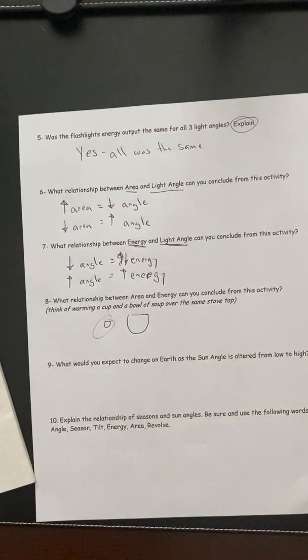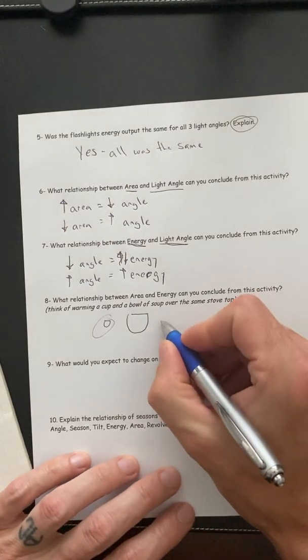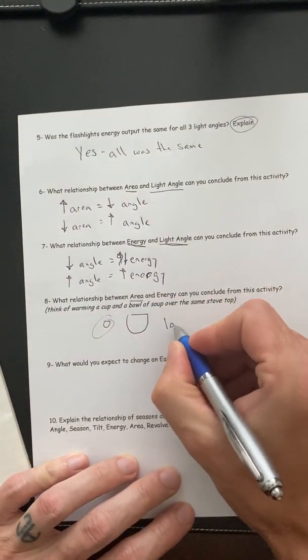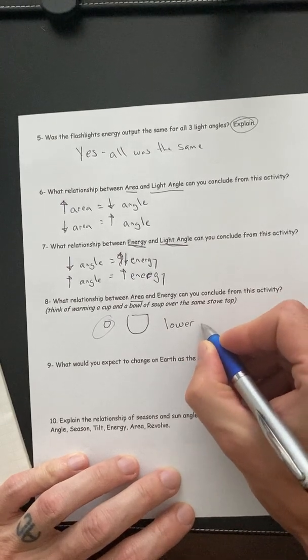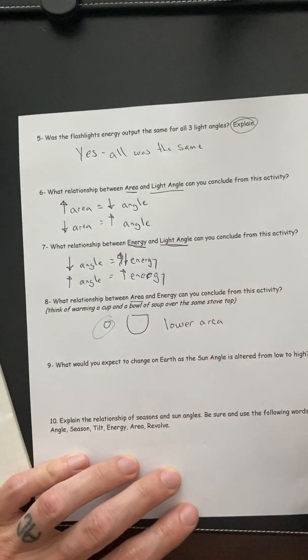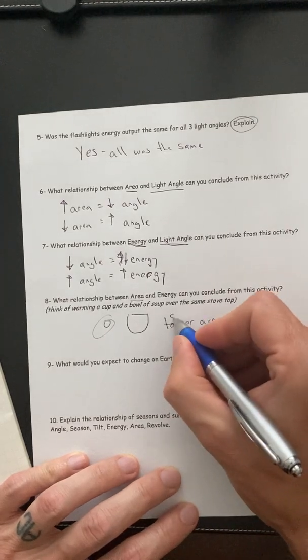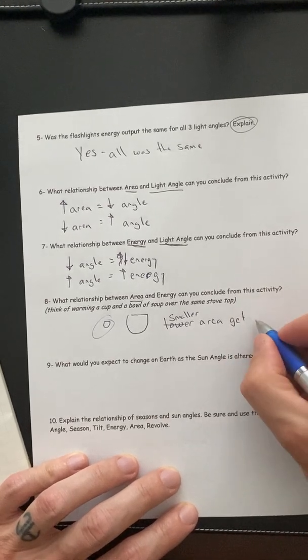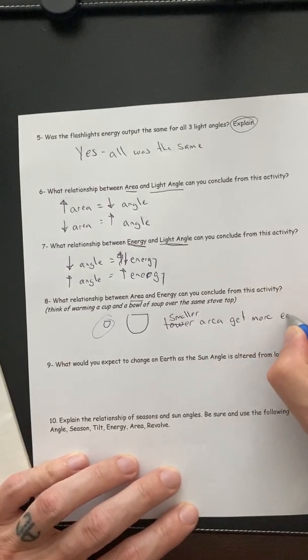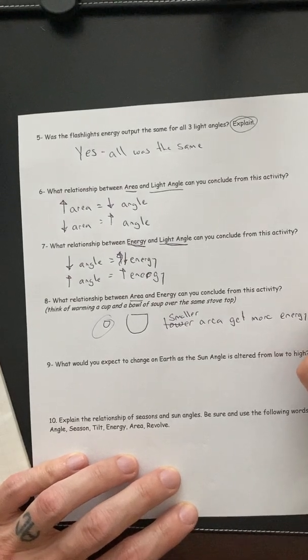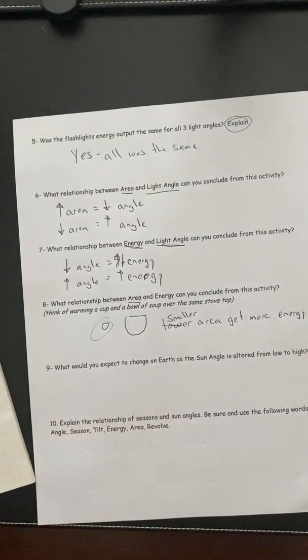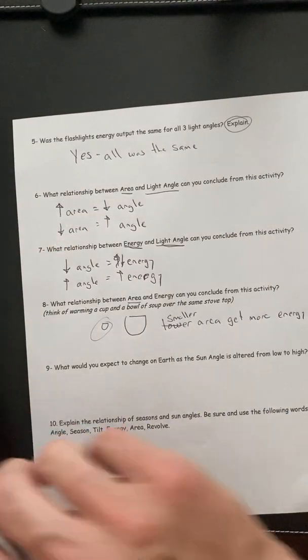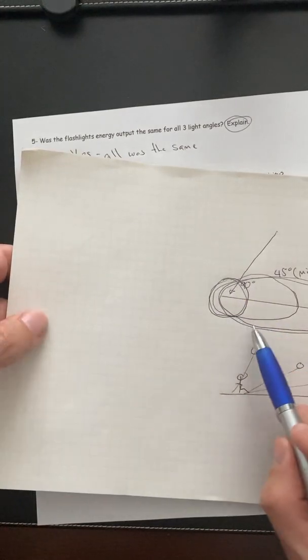So what relationship between area and energy can you conclude? Well, I would say a lower area, or if you want to say a smaller area, maybe that sounds better, right? I like the way that sounds better. Smaller area gets more energy per area. So, again, it's the same energy from the sun or the flashlight, but we're heating up that smaller area, little cup of soup, versus a bowl of soup.